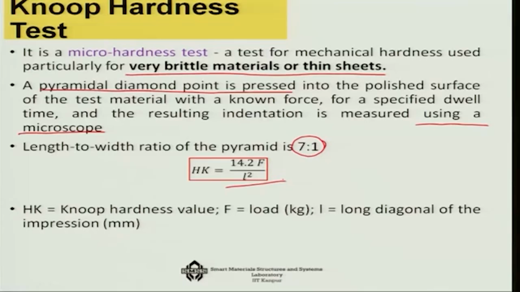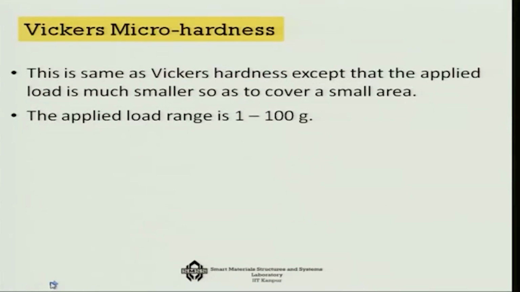As you can see here, the load used, F, is the load in kg. That load is substantially smaller in comparison to the macro hardness tests. The other one is the Vickers micro hardness test. Here also you can see that the load range is 1 to 100 grams. That is the kind of thing we are talking about when we talk about micro hardness tests.